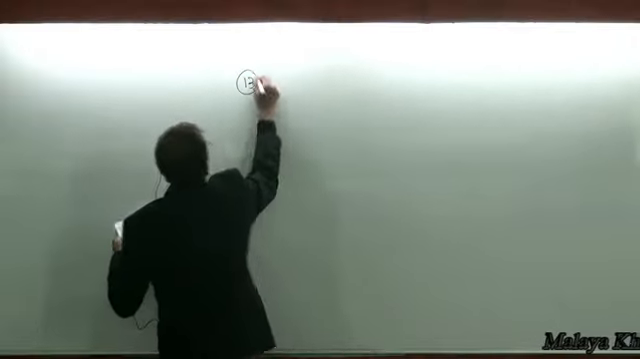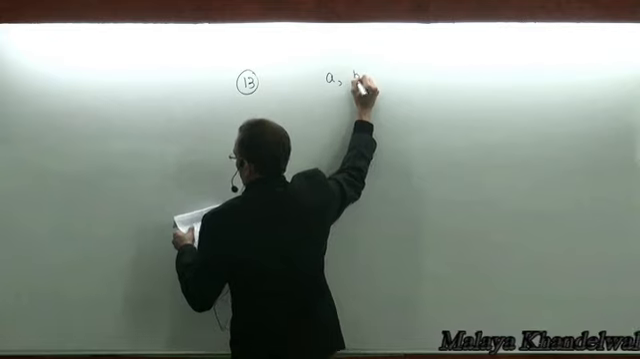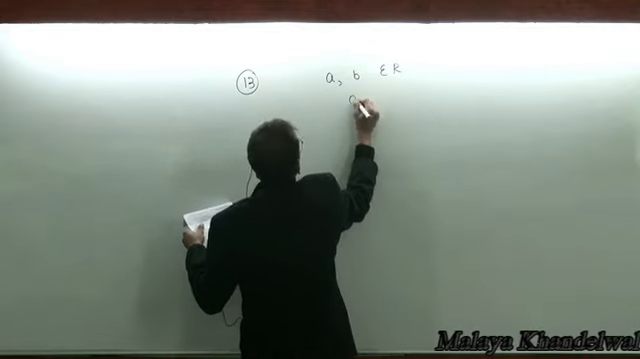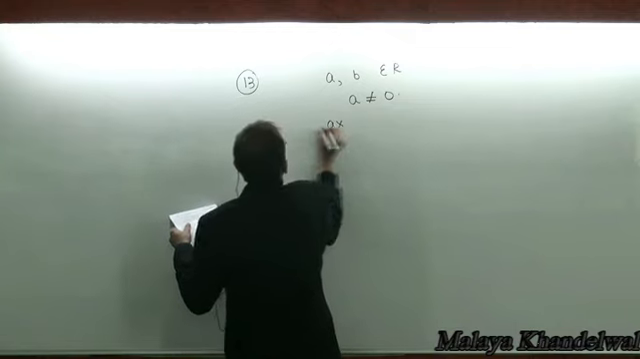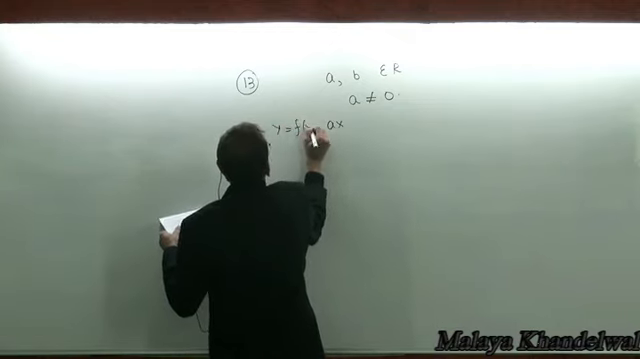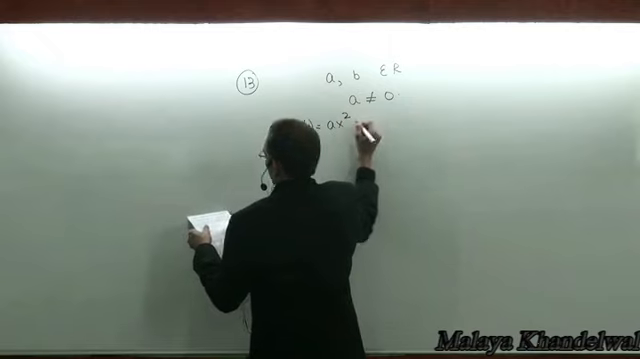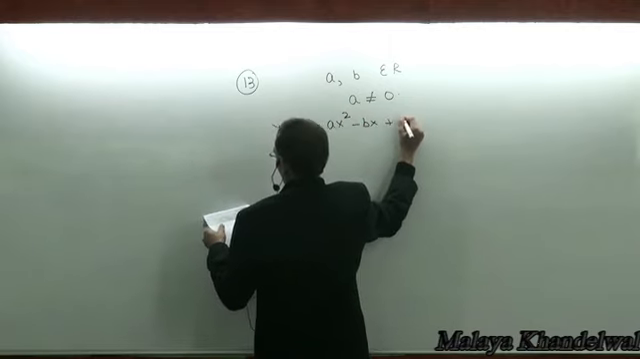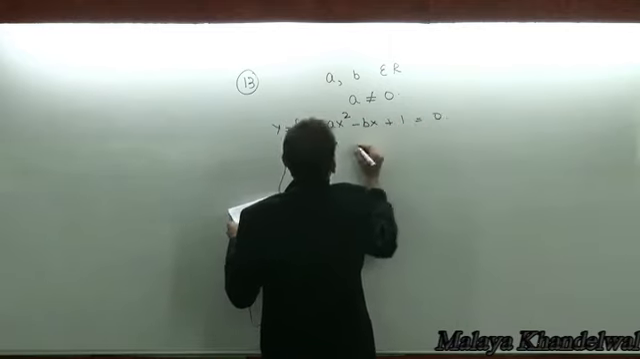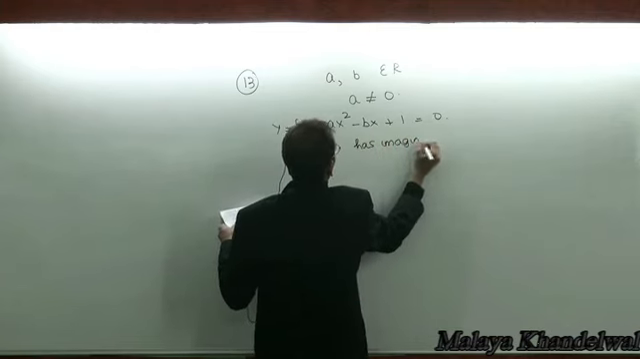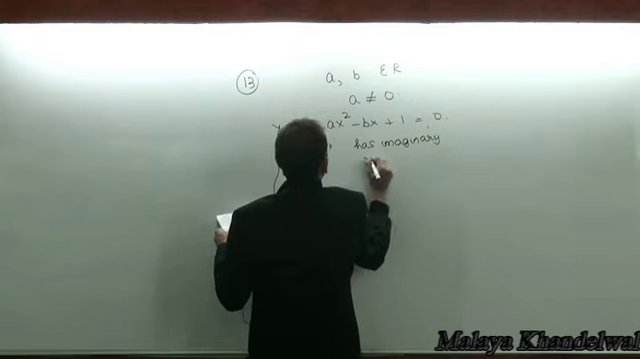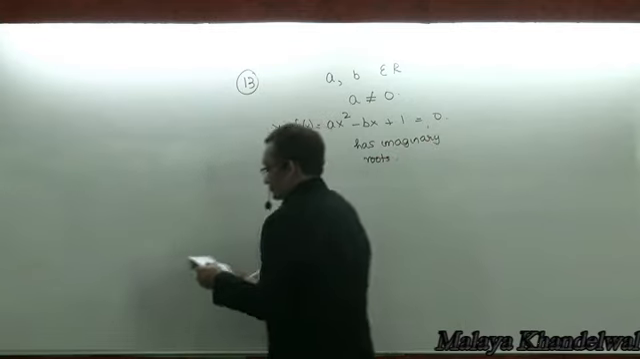(13) a, b are real numbers and a not equal to 0. And we have a quadratic y equal to f(x) equal to ax² − bx + 1 equal to 0 has imaginary roots. This has imaginary roots, that's given in the problem.